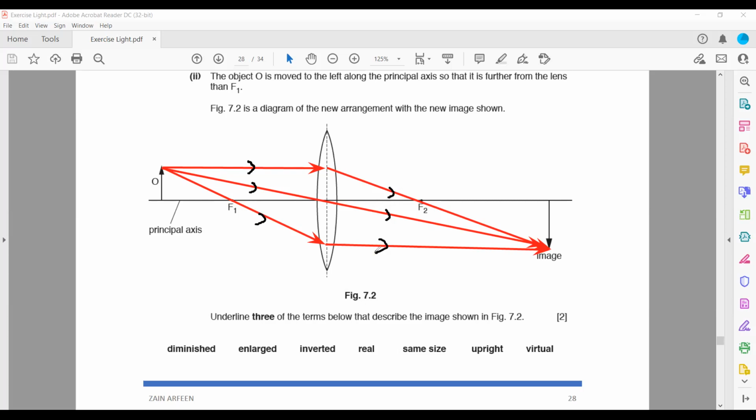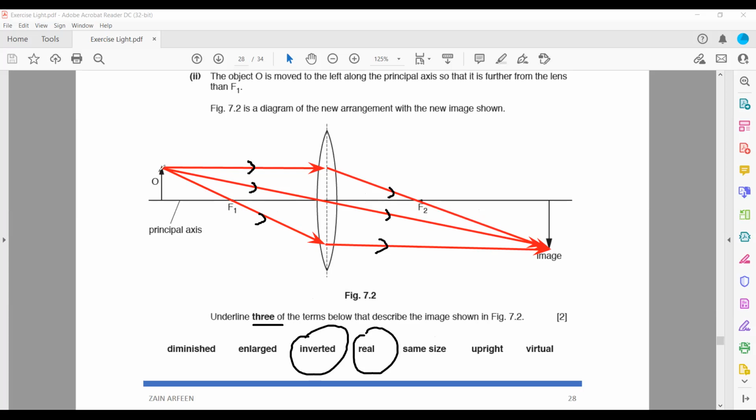through a convex lens. Then underline three terms describe the image. So what are the three terms which describe the image? It is diminished. No, it is not diminished. How to? We have to compare the size here. First thing, it is a real image because it is formed by actual rays, and it is inverted.